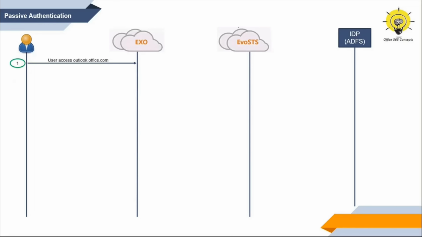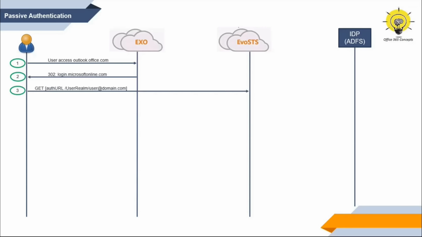Then the user will be redirected to Evo STS, that is login.microsoftonline.com. Then the user will connect to Evo STS. Evo STS will present the Office 365 sign-in page to the user, and the user will enter his user principal name. Evo STS will check if the domain of the user is federated or not. So it will return the STS endpoint to the user. That means the user will be redirected to his ADFS server.